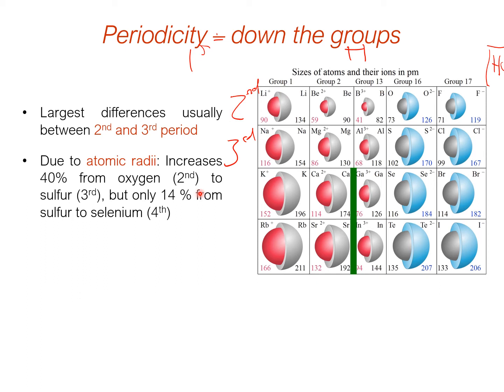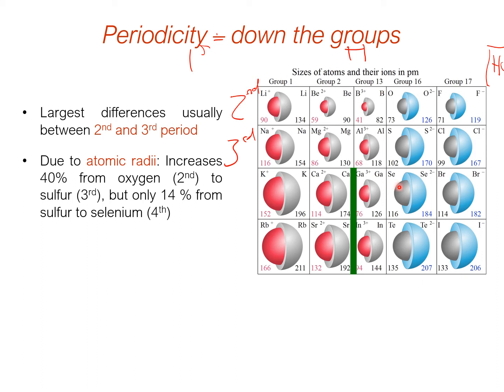And this is mainly due to the fact that this is where a big difference in the atomic radii happens. So if we look at the oxygen group I've highlighted here, the increase in atomic radius from oxygen to sulfur goes up 40%. And it's a similar very large increase when we look at the anion size as well. But then when we go from sulfur to selenium, so from the third to the fourth period, it's only a 14% increase in atomic radius, and a similarly small one for the anionic radius as well.